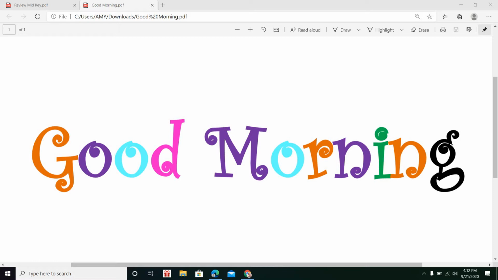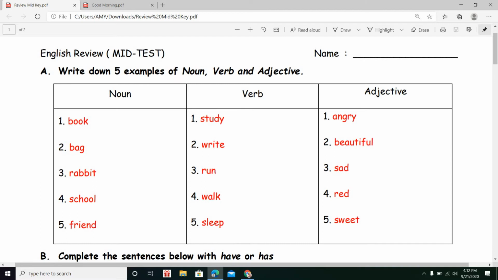Today, we are going to discuss the key answer or the correct answer for our mid-test review. Let's start by talking about part A. In part A, Miss Asmi asks you to write down 5 examples for each noun, verb, and adjective.